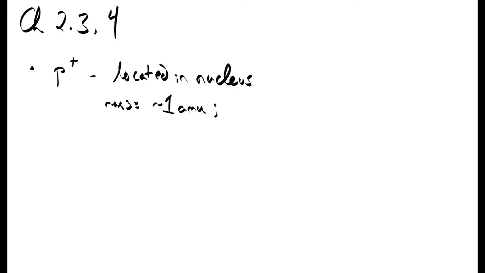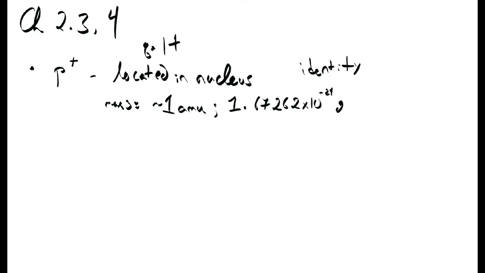Its mass in scientific terms, in the international system, is 1.67262 times 10 to the negative 24th grams. All right, it has a 1 plus charge, and that is definite. Q is a symbol for charge, sometimes. And it is the identity of the atom in question. It defines the element, okay?